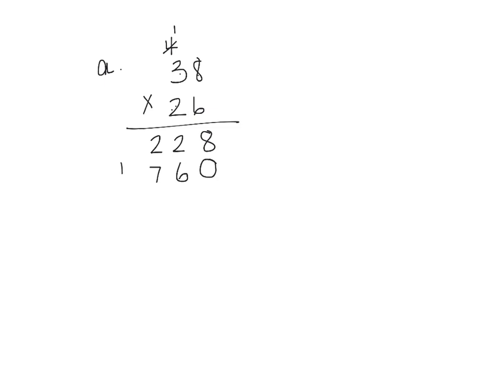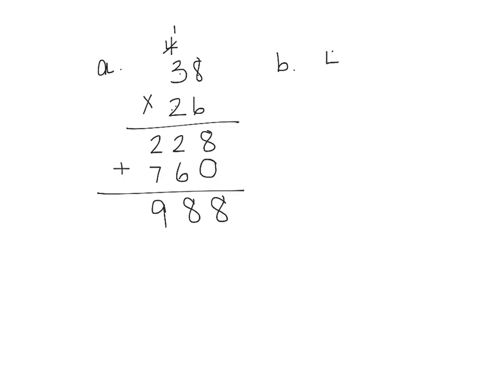Practice. 38 times 26. 6 times 8 is 48. Carry my 4. 6 times 3 is 18. Plus 4 is 22. Place filler 0. Now I'm moving to my left. 2 times 8 is 16. Carry my 1. 2 times 3 is 6. Plus 1 is 7. 8 plus 0 is 8. 2 plus 6 is 8. And 2 plus 7 is 9. 988. Let's go to B.